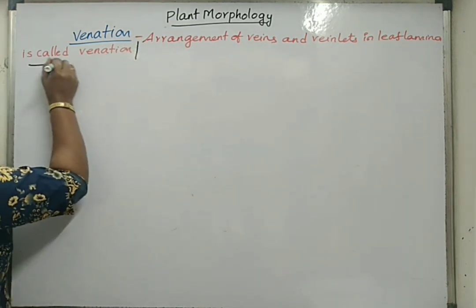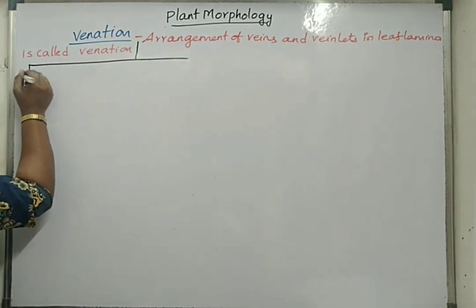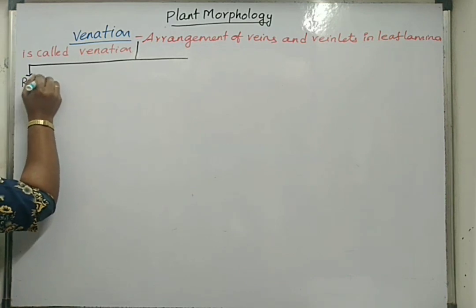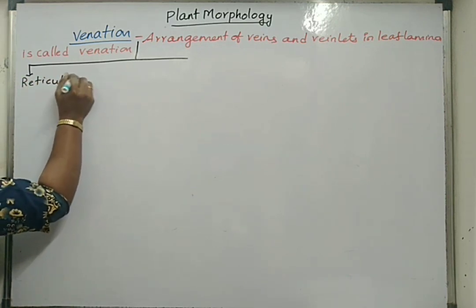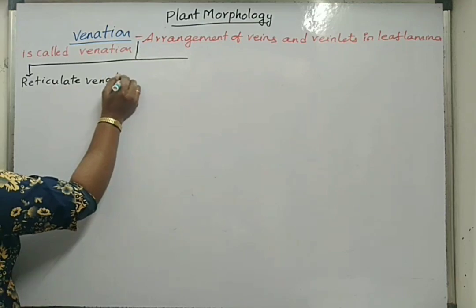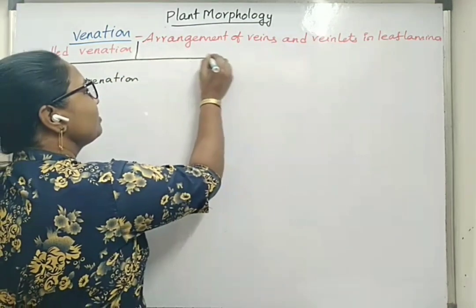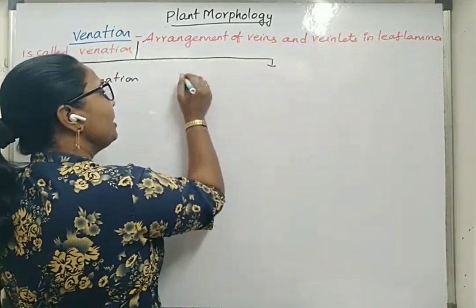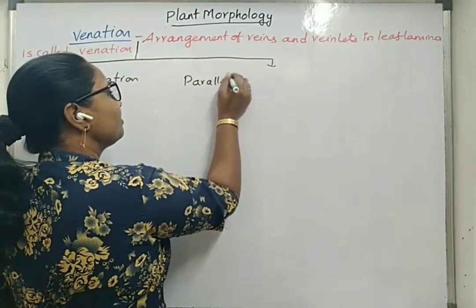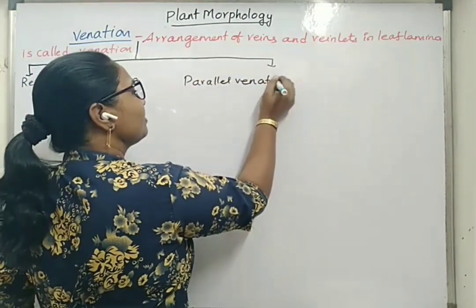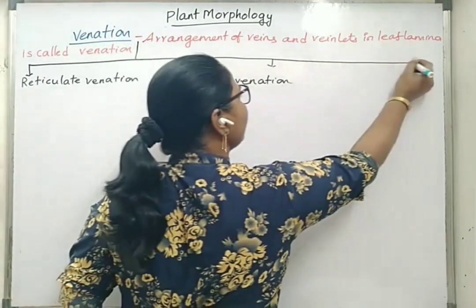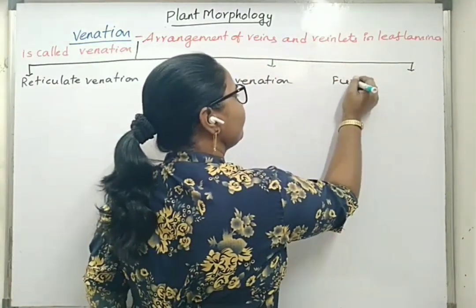So, you can write venation, it is of few types. First one, reticulate venation. Second type, parallel venation. Third type, furcate venation.